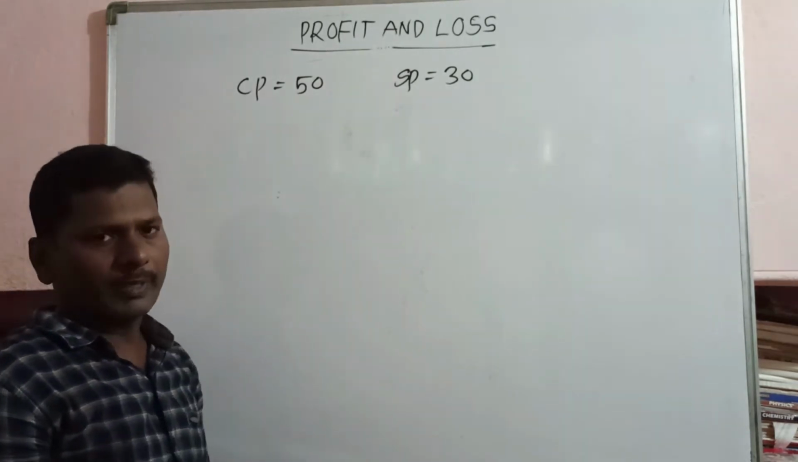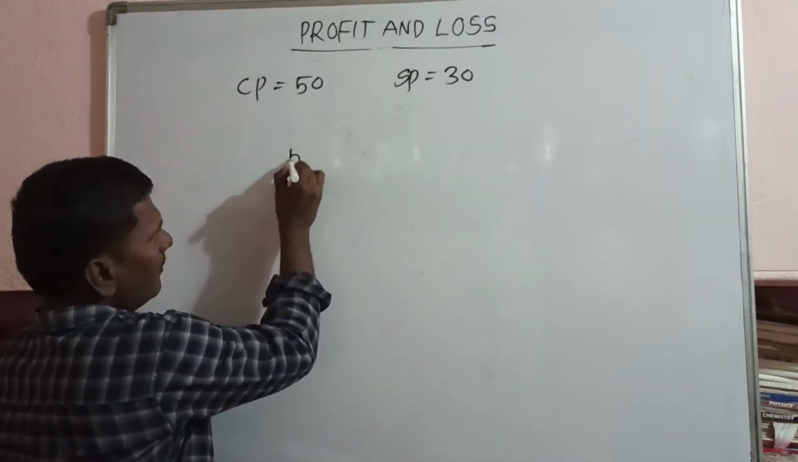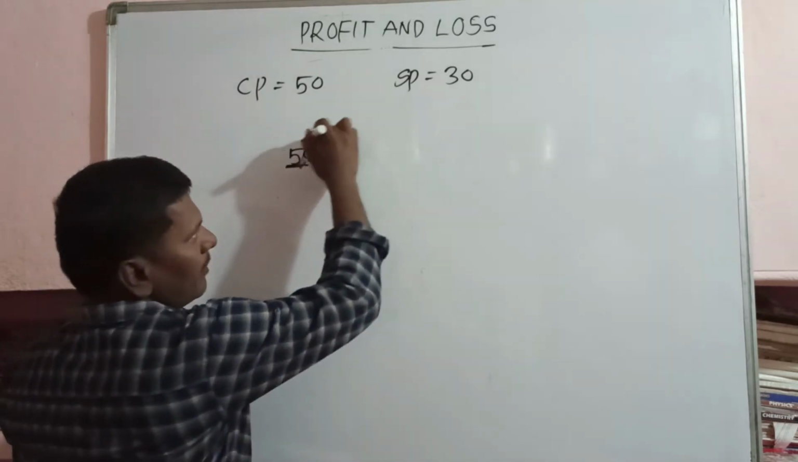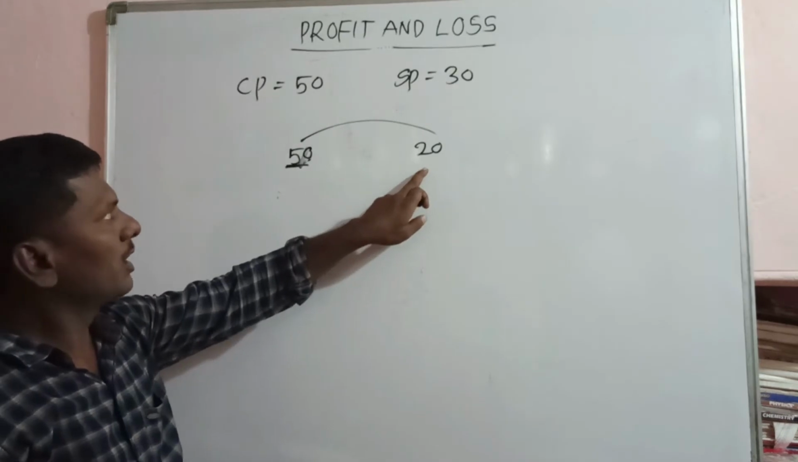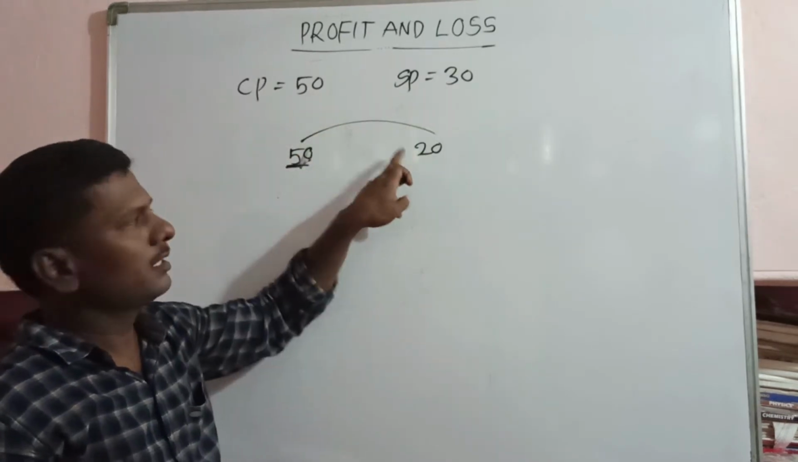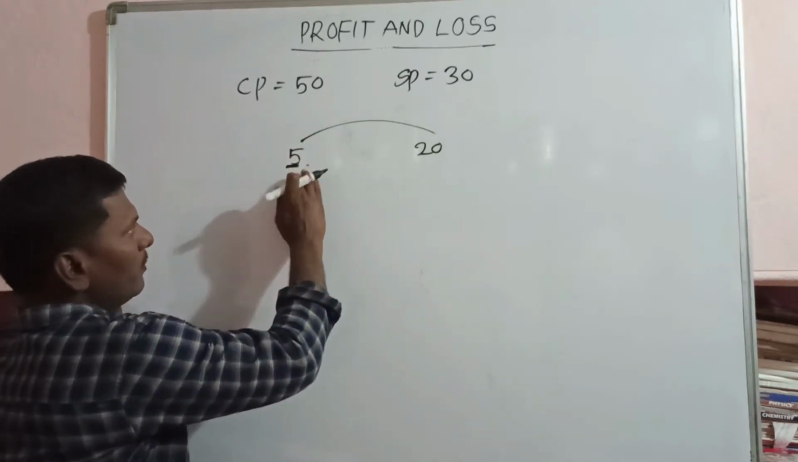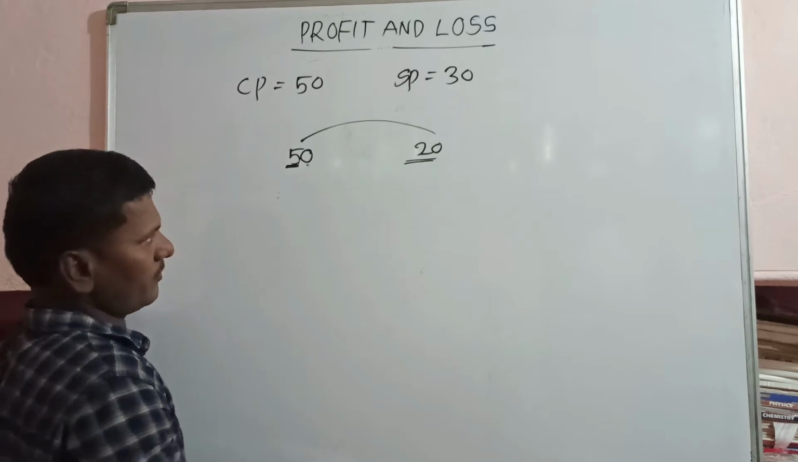To find out percentage of loss, here I am writing 50. For 50 rupees business, I am getting a loss of 20 rupees. This 20 we got from 50 minus 30. Difference of these two numbers is 20. So for 50 rupees, I am getting a loss of 20 rupees.